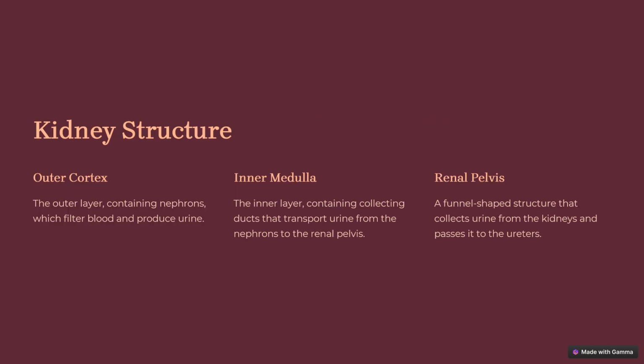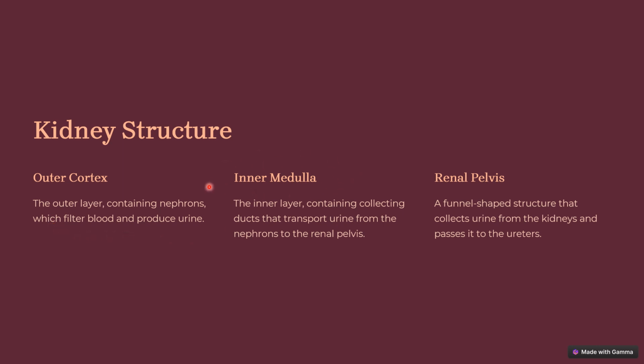So kidney has outer cortex, inner medulla and renal pelvis. Focusing first on the outer cortex. The outer layer contains nephrons which are responsible for filtering the blood and producing urine. What does the outer cortex do? It has nephrons. They filter the blood and produce urine.